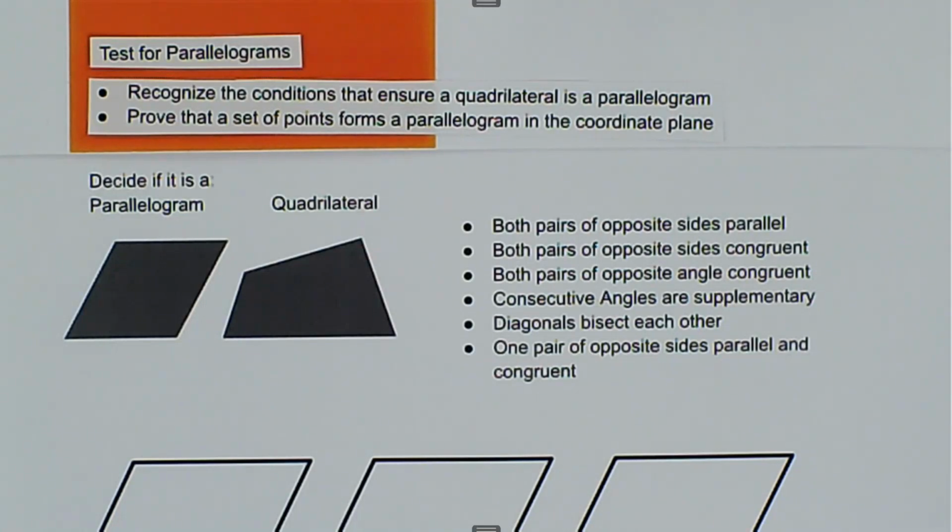We are talking about quadrilaterals, and we want to test for parallelograms. We want to recognize the conditions that ensure a quadrilateral is a parallelogram, and we want to prove that a set of points form a parallelogram in the coordinate plane. So we want to decide if it is a parallelogram or just a quadrilateral. So, ways that we can check to make sure that it is a parallelogram.